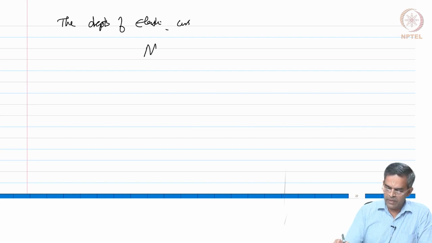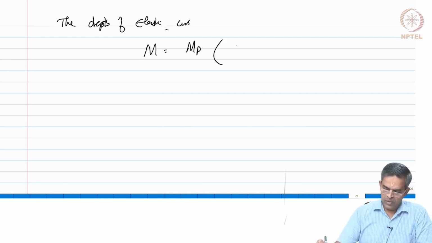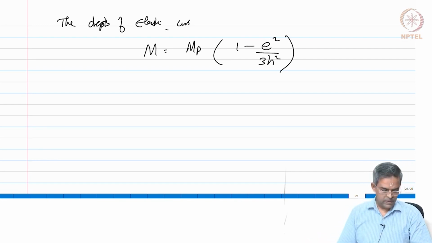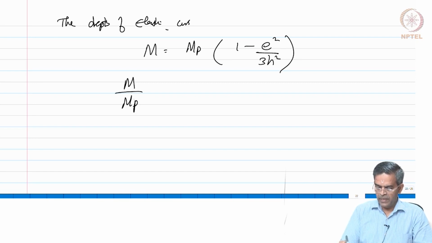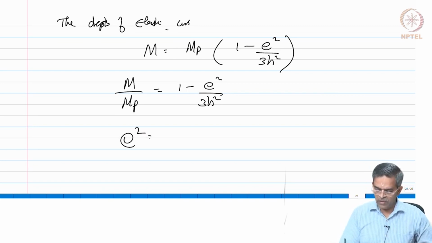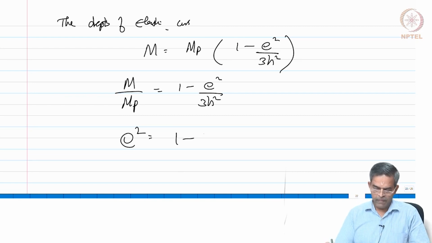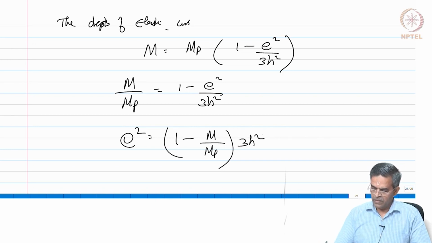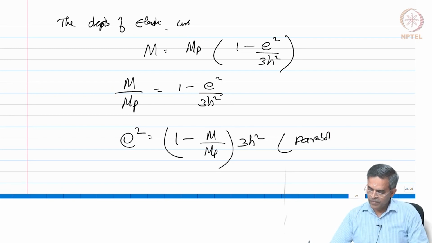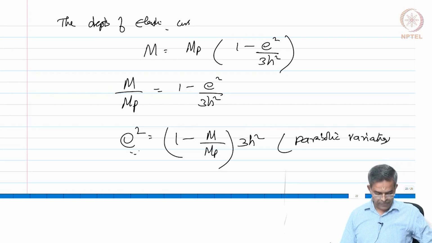We know the equation, M is equal to Mp times 1 minus e square by 3h square. So, I can say M by Mp is 1 minus e square by 3h square. By this logic, e square will become 1 minus M by Mp times 3h square, right. So, it will have a parabolic variation as e square.